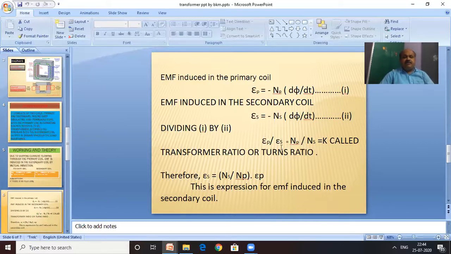Dividing 1 by 2, EP by ES equals NP by NS. This NP by NS is the ratio of the number of turns in the primary coil and secondary coil. And this is the constant K, called the transformation ratio or turns ratio. And from this expression, we can find the EMF induced in the secondary coil, that is ES equals NS by NP into EP.